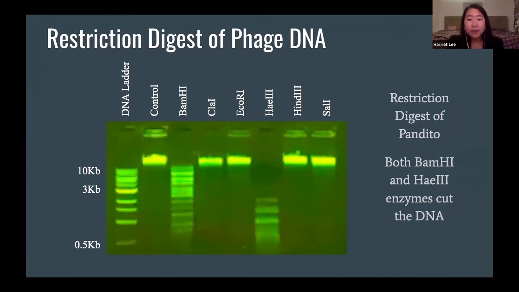So in order to categorize our phages into clusters, we first had to cut the phage DNA at very specific sequences with enzymes. The DNA was cut with 6 different restriction enzymes, and the DNA fragments were separated by agarose gel electrophoresis. In the image here, we can see that the DNA was cut by both BamHI and HaeIII enzymes.